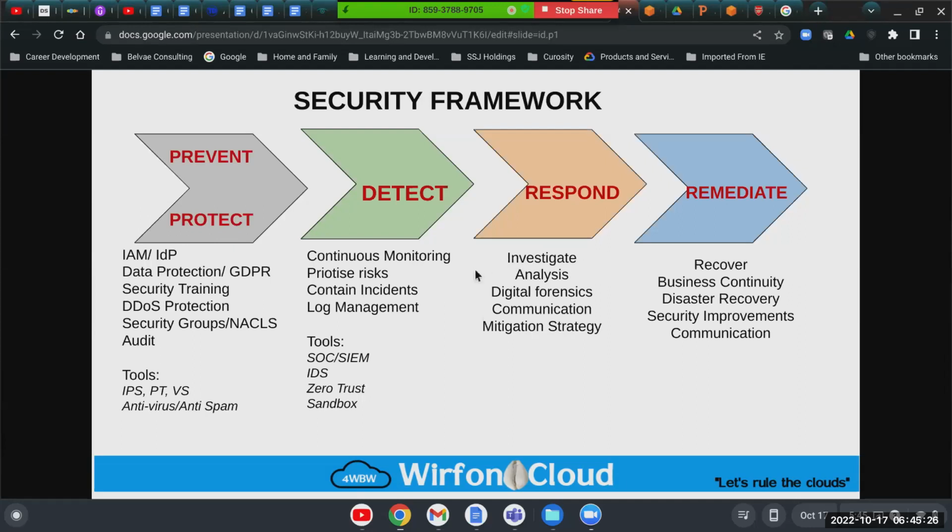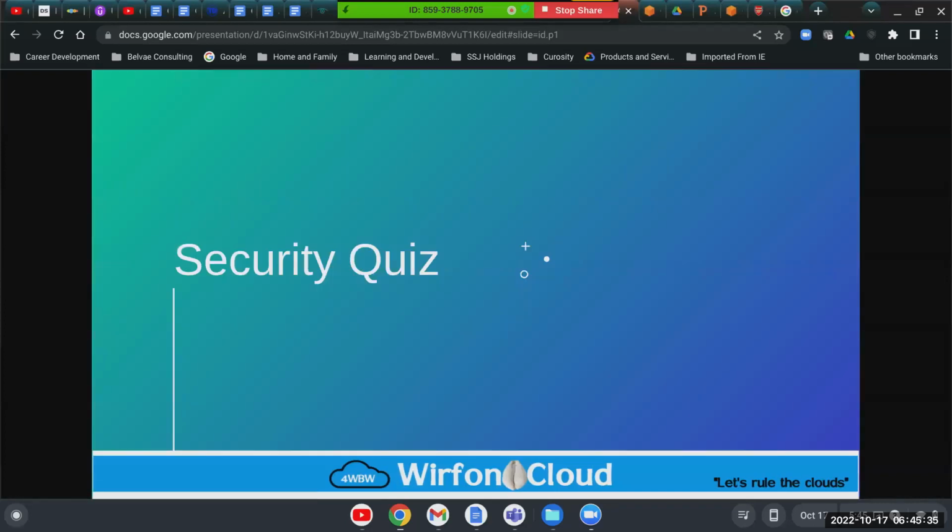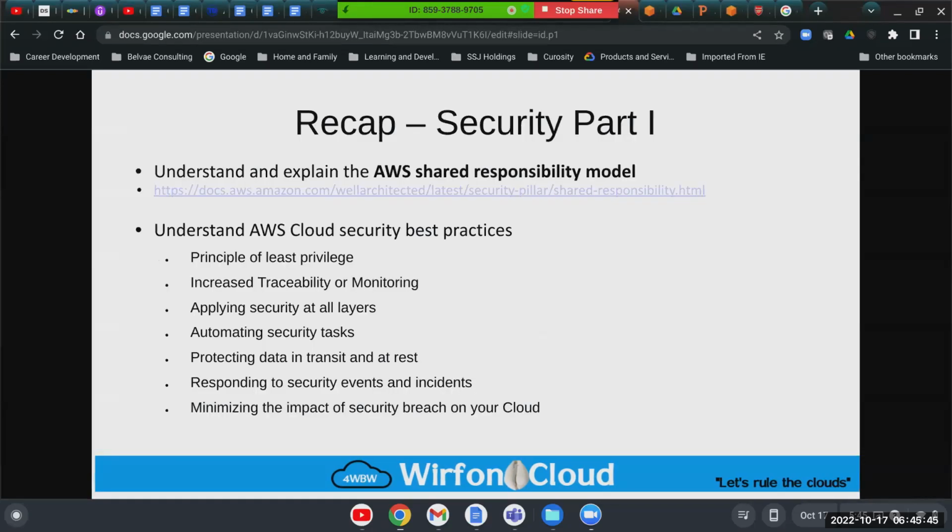So with that being said, I think we've more or less concluded everything that we have to say right now. We've got 15 minutes, and I'd just like to go through a small security quiz. But before I do that, permit me to just recap what we've done. So what have we covered? We've covered the shared responsibility model.